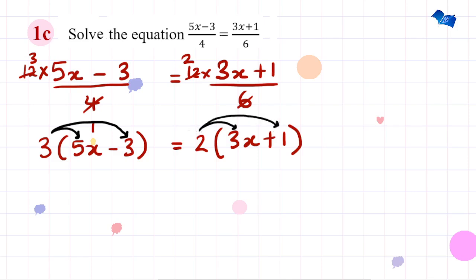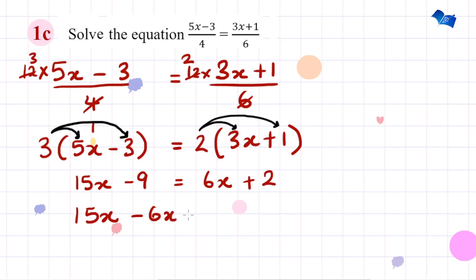And this will give us 3 times 5x is 15x. 3 times minus 3 is minus 9. 2 times 3x is 6x. 2 times 1 is 2. Now we collect like terms. We take the x's together. This will be 15x. As 6x crosses the equal sign, it becomes minus 6x. As minus 9 crosses the equal sign, it becomes plus 9.